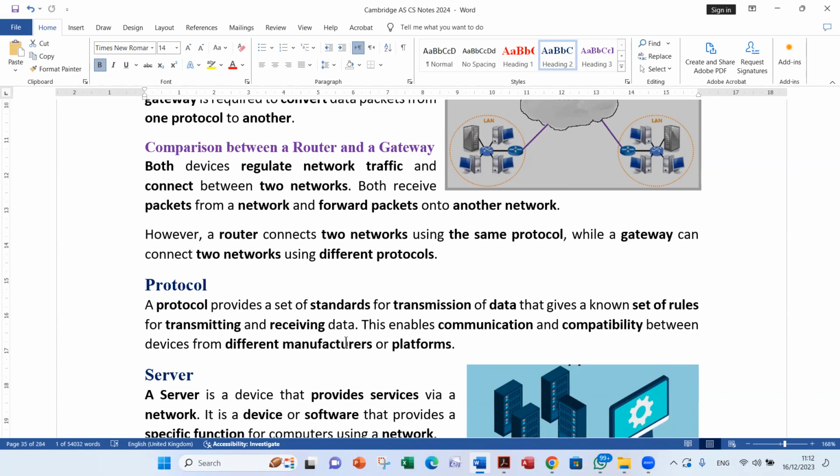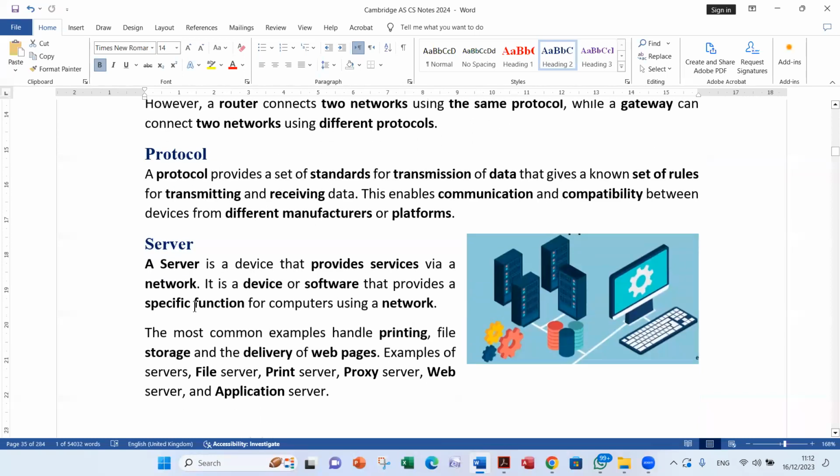Okay? What is a protocol in the first place? A protocol provides a set of standards for communication of data that gives a known set of rules for transmitting and receiving data. Okay? So we will be studying lots of protocols, especially in the A2. Protocols are rules that allow computers to communicate and understand each other.